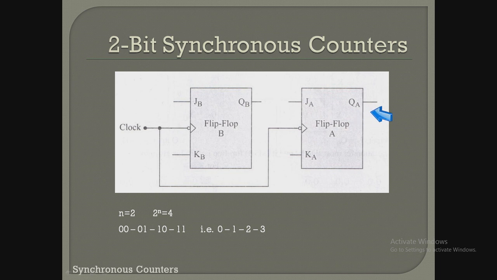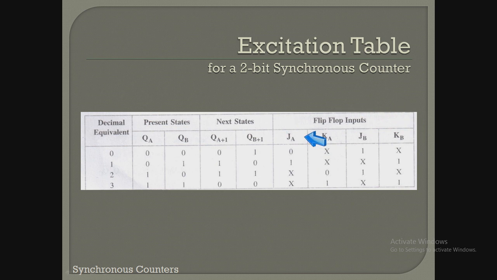This can be achieved in two ways, either by setting it. On setting it will become 1, or by toggling it. On toggling also it will become 1. So for setting, J should be 1, K should be 0. For toggling, J should be 1, K should be 1. So J should definitely be 1, but K can be both 0 or 1, doesn't matter. So we take JA as 1, KA as don't care condition, cross.